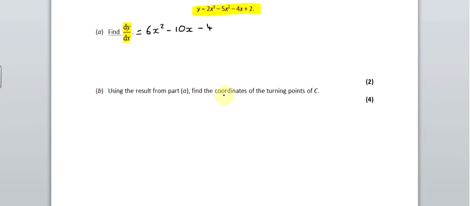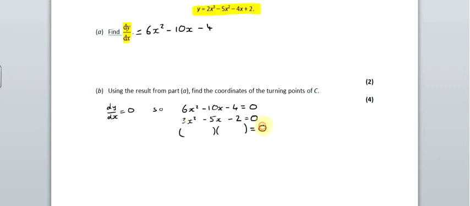Now, using the result from part A, find the coordinates of the turning points of C. So the first thing we're going to do is just remember that at turning points dy by dx equals 0. So 6x squared minus 10x minus 4 equals 0. And I'm going to solve the quadratic by trying to factorise it. So I'm going to divide through by 2 first, just to make my life a little bit easier. So we've got 3x squared minus 5x minus 2. And that just makes it easier to factorise. It's one of those things, if you can spot it, it speeds it up.